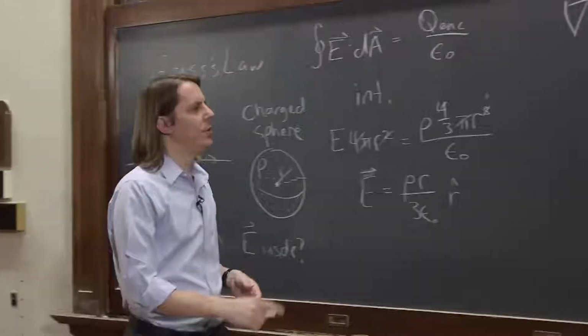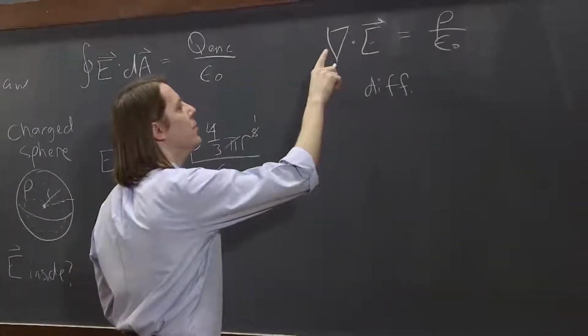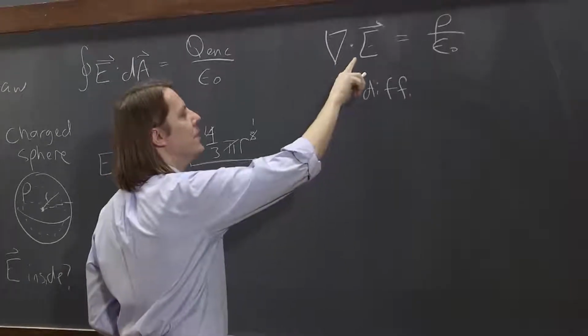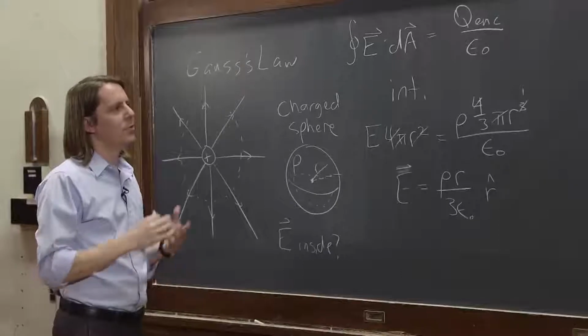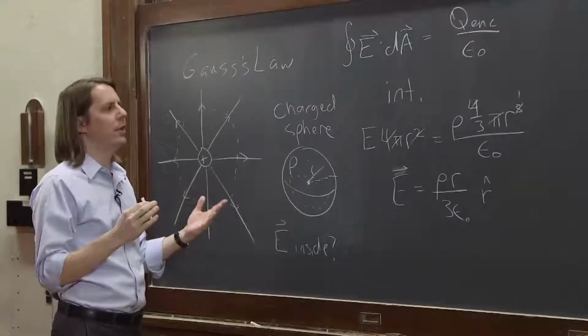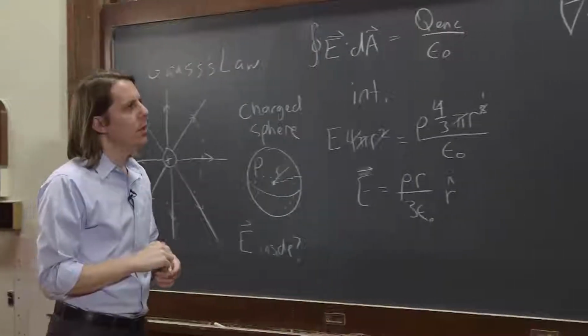Now with the differential form, you could go the other way. You could try to take the divergence of that E field and see if you get the same charge density. So that's one thing you could do with it. So let's do that and see what happens. Well, it's a little complicated.